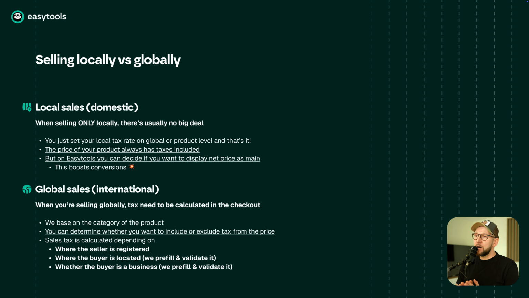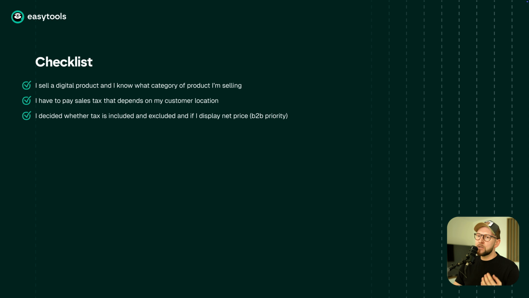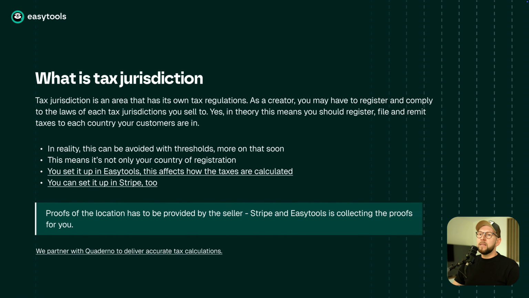Okay, I know that was difficult, but at least now you know everything about tax calculation, and you also know that we handle this for you. So the next point on our checklist is filled. So you decided whether tax is included or excluded from the price, or you want to display the net price for B2B priority, and you know everything about how to set this up in your product. Then we have to talk about tax jurisdictions.